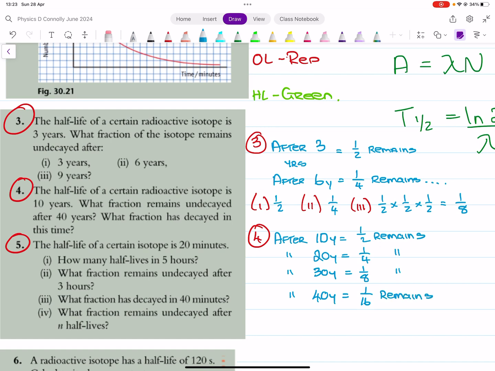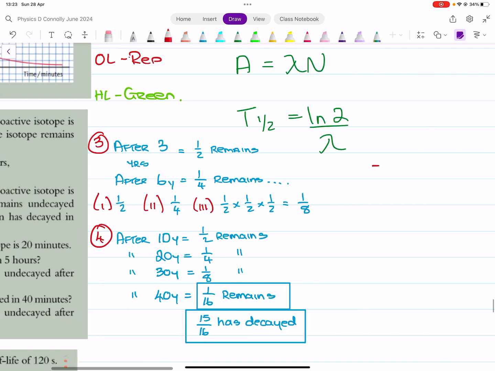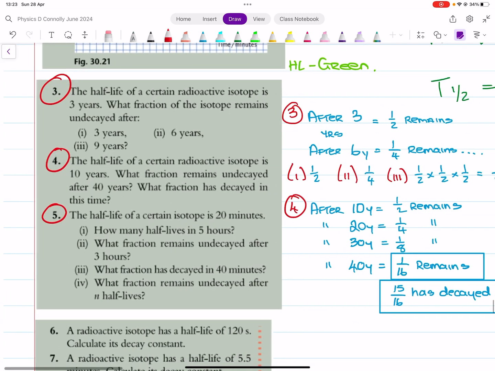So 1/16 of the sample remains, and it then said what fraction has decayed. So if 1/16 remains, then 15/16 has decayed. Yeah? Okay, and then number 5, just keep the ordinary level ones all together here.